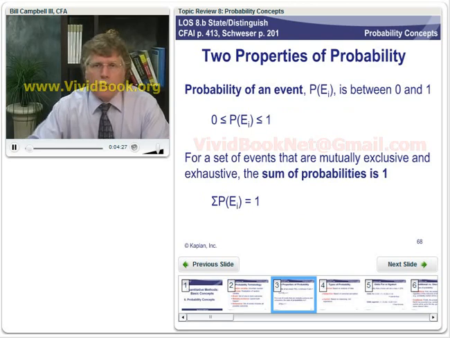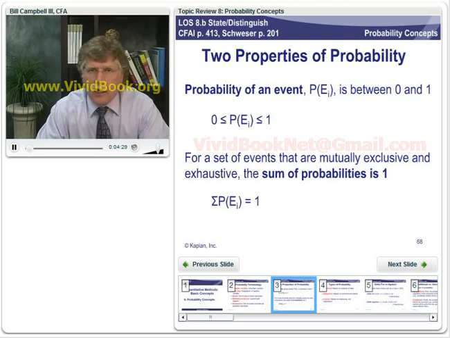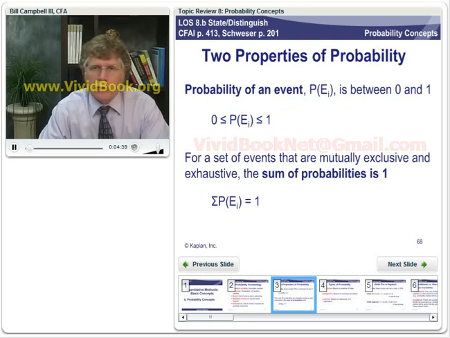Okay, a couple of properties of probabilities. First of all, the probability of an event. Go back to the earlier slide, you know that an event is a combination of outcomes. Could be one outcome, could be more than one outcome. Whatever the event, the probability of that event is between 0 and 1 inclusive. It could be 0, it could be 1, it could be any number in between those 2.